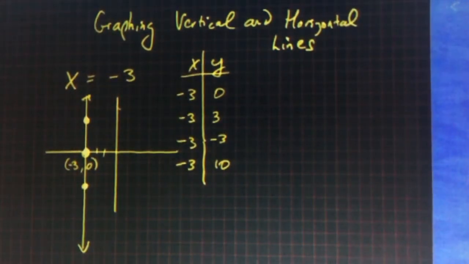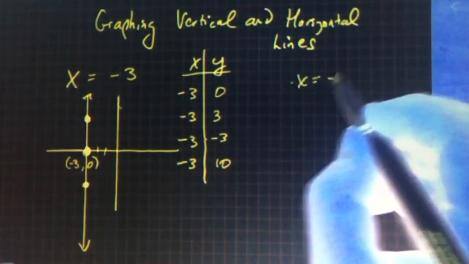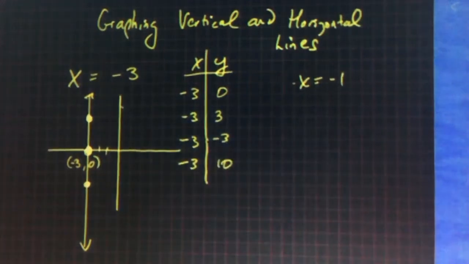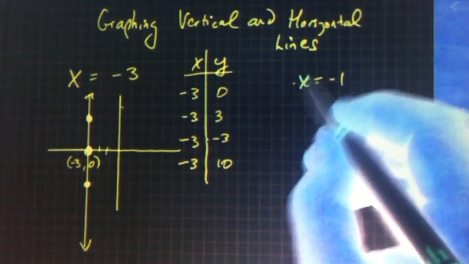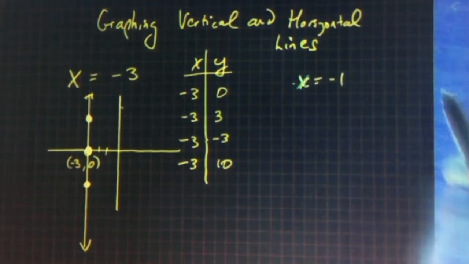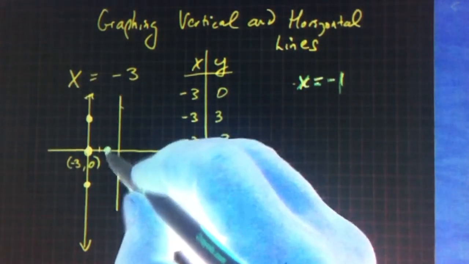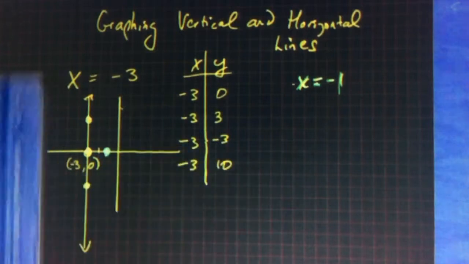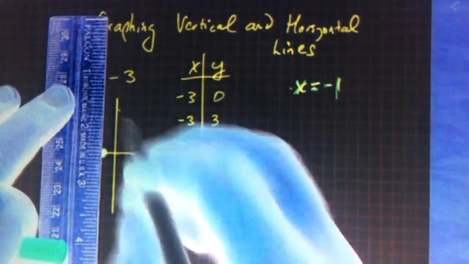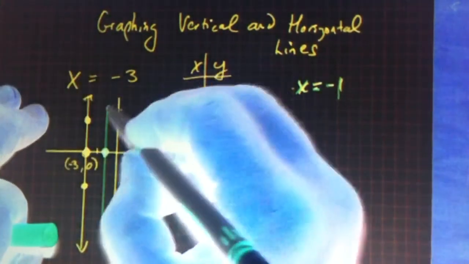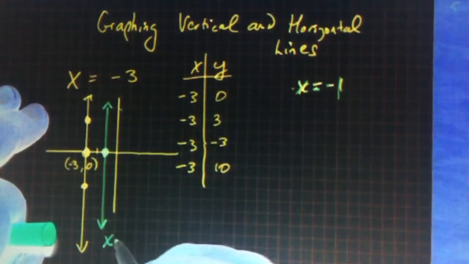So no matter what I choose for the x value, I could have x equals -1. That would be a line. I'll do it in a different color. X equals -1 is going to be right here, right at that point, and I'm going to draw a line going through -1. I'm always going to get a vertical line when I have x equals something. X equals -1.